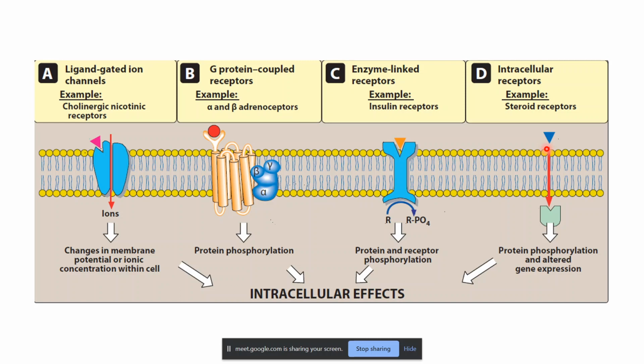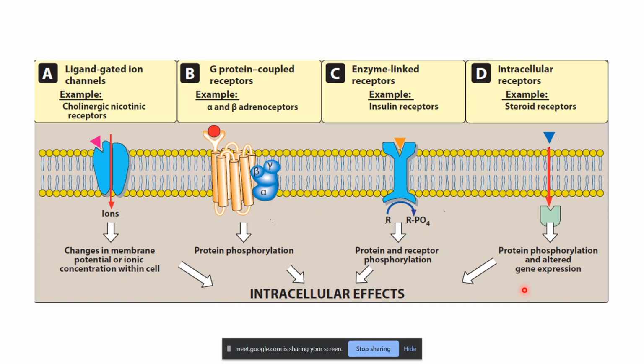And the last type, the fourth type of receptor, is an intracellular receptor. So all three of the previous types of receptors are located on the surface of the membrane, while the fourth type of receptor is located inside the cell. It can be located on the intracellular surfaces, like the nucleus, or on the surface of the organelles, or floating in the cytoplasm.